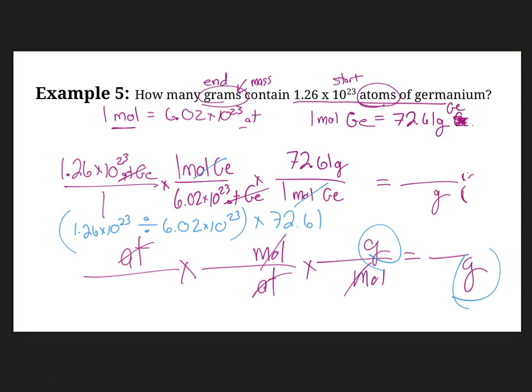If you're still typing in times 10 raised to a power, you have to be really careful with parentheses, which is why I really think that you should learn how to enter it into scientific notation in your calculator. So with sig figs, because I can only have 3 sig figs in my answer, I get 15.2 grams of germanium.